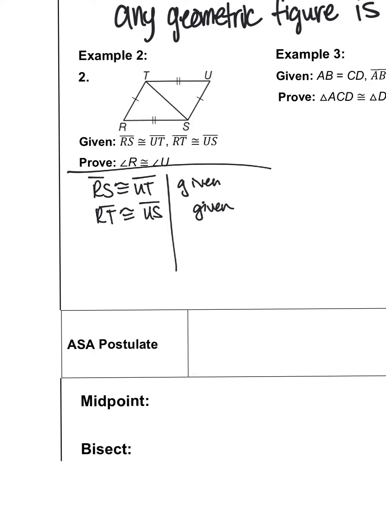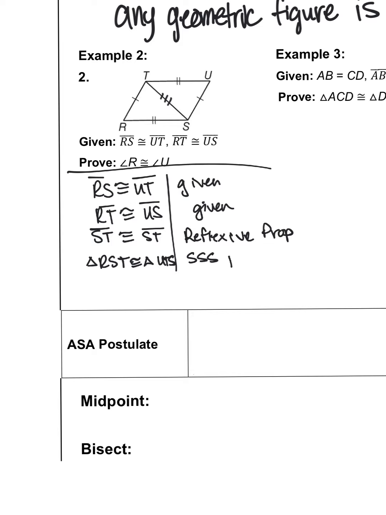If you look at it, we can say that this side, ST, is congruent to ST. Why? Because of what we just barely said. It's our reflexive property. Any shape is congruent to itself through the reflexive property. And now I can say that triangle RST is congruent to triangle UTS. And that is a side-side-side postulate.